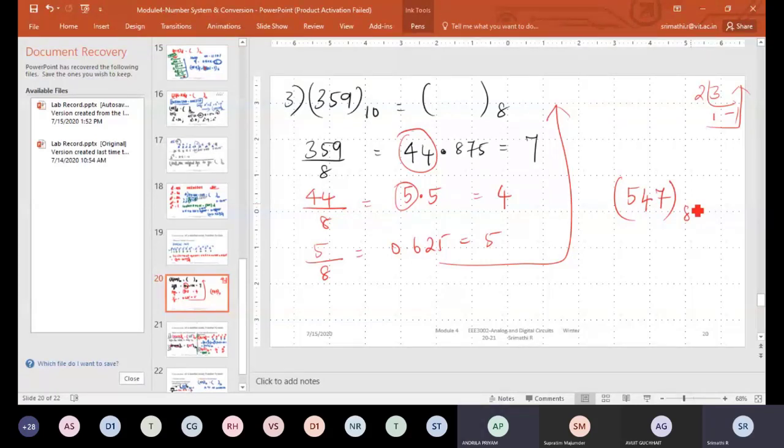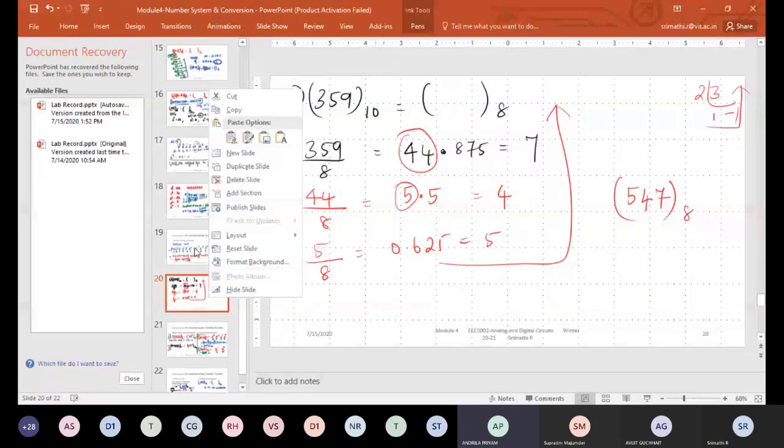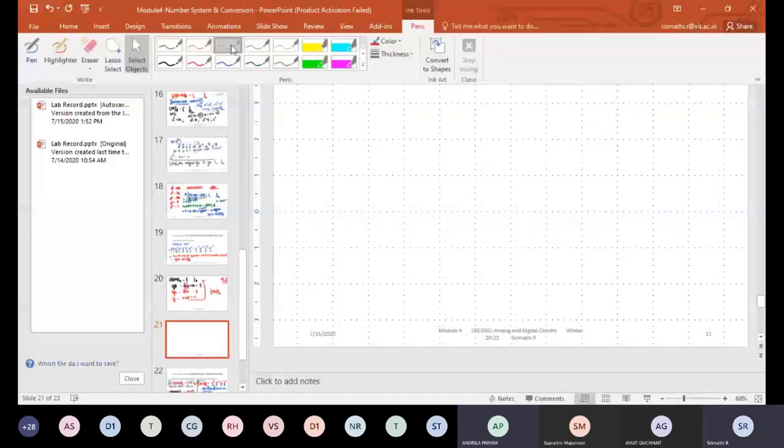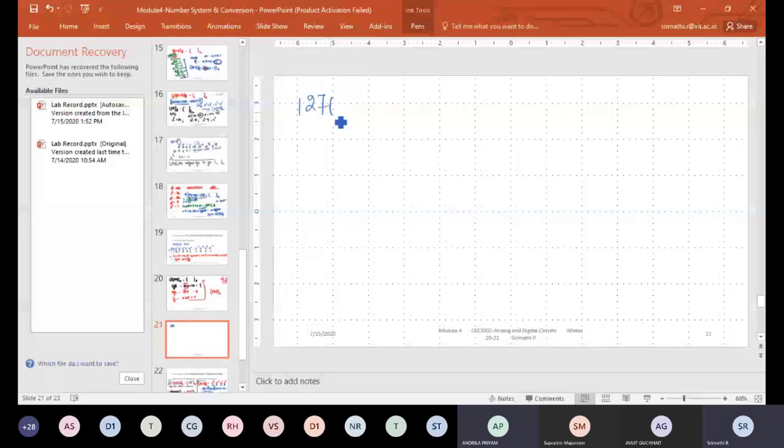Will you do one more? Take 1276 decimal. Convert this into octal. Make it fast. You can use this repeated division, whichever we have done. You can even use weighted method or use repeated division itself. Tell me the answer.